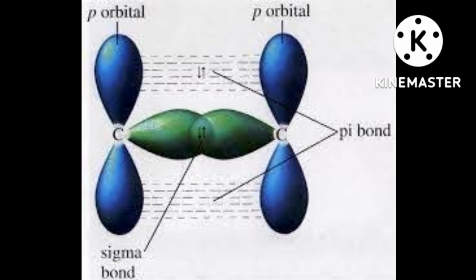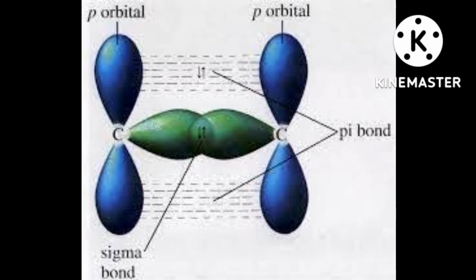This shape is due to the electron cloud. Electrons are found in this shape, and their movement will be in this shape only. That's why the S orbital has a spherical shape and P has a dumbbell shape. When these dumbbell shapes come close, two P orbitals will overlap.